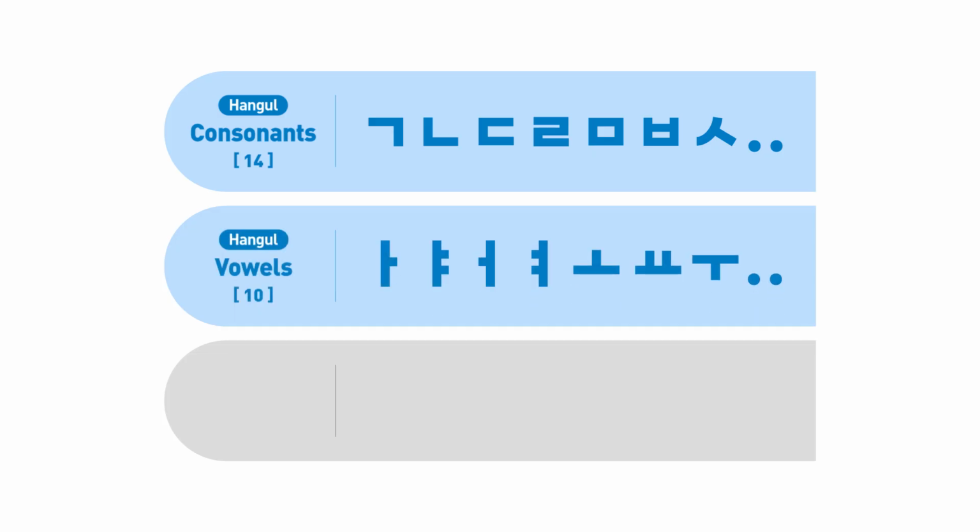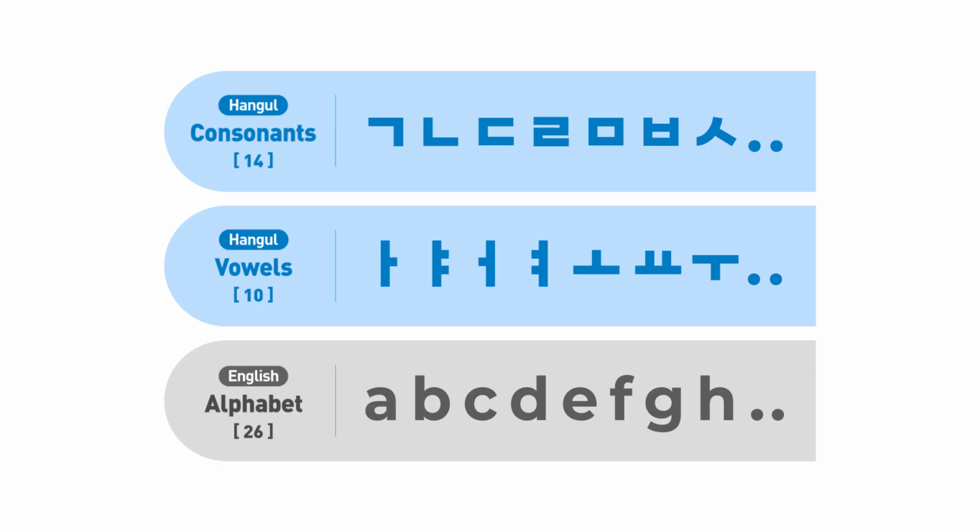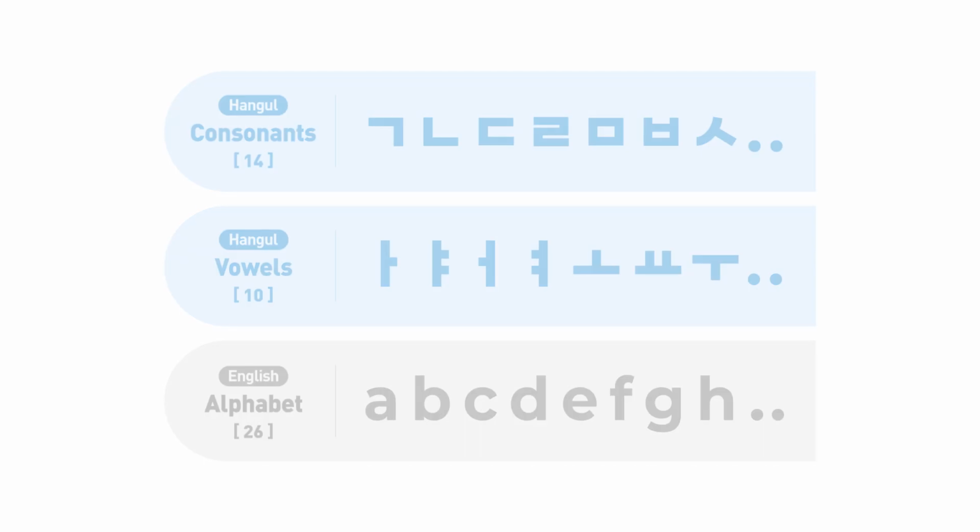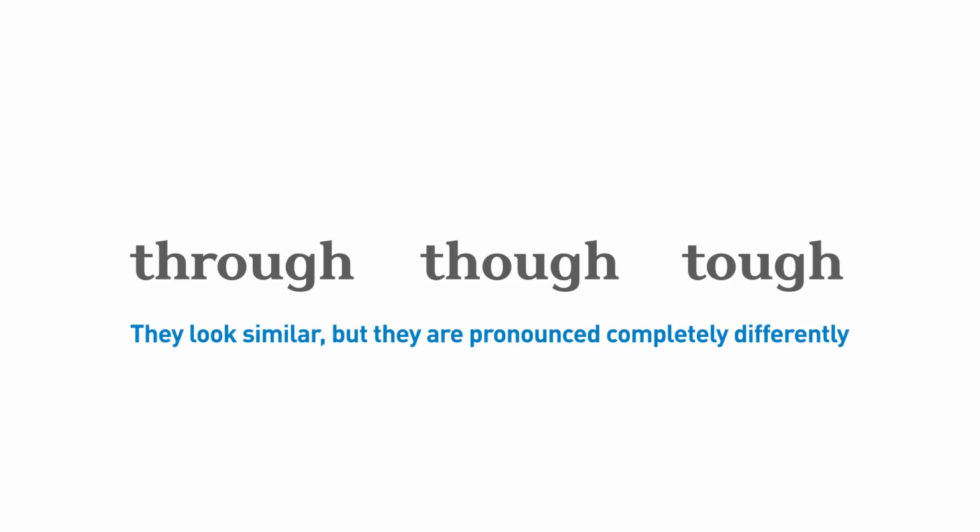Hangul has exactly 14 consonants and 10 vowels. That's all there is. With just 24 letters, you can read the entire Korean language. English has 26 letters, but its pronunciation rules are quite irregular. Look at these three words: through, though, tough. They look similar, but they are pronounced completely differently. Korean isn't like that. Once you learn each Hangul letter and its sound, you can accurately read any Korean word. That's why Hangul is called a perfect phonetic writing system.